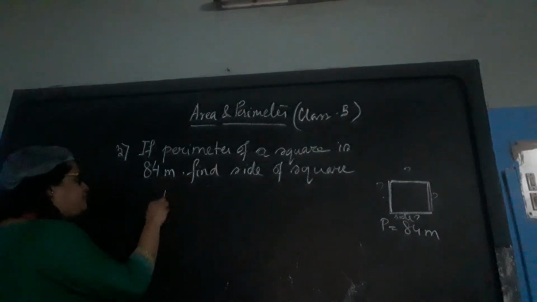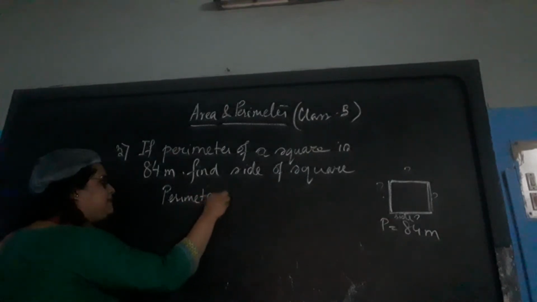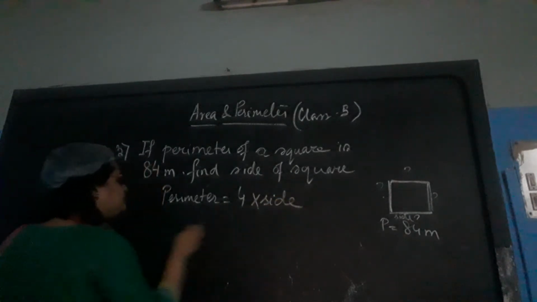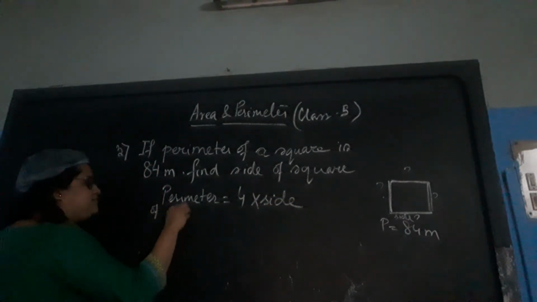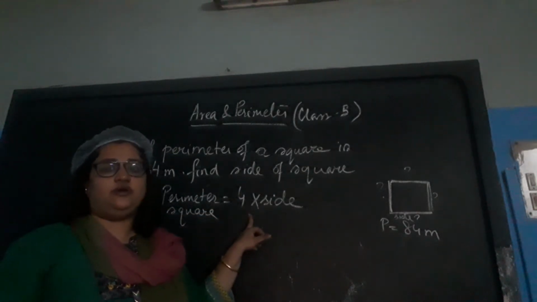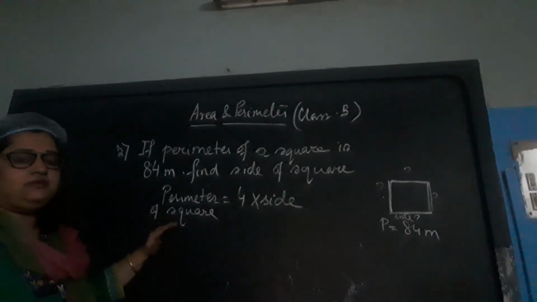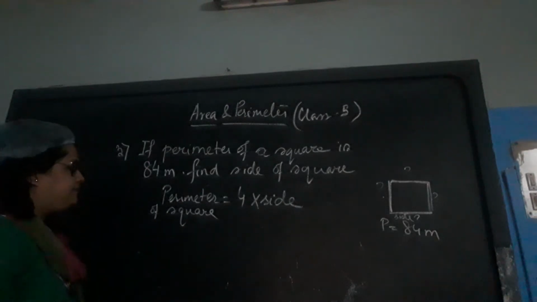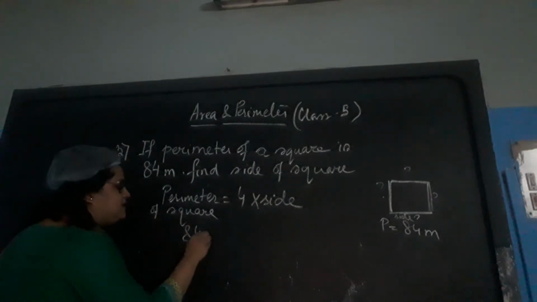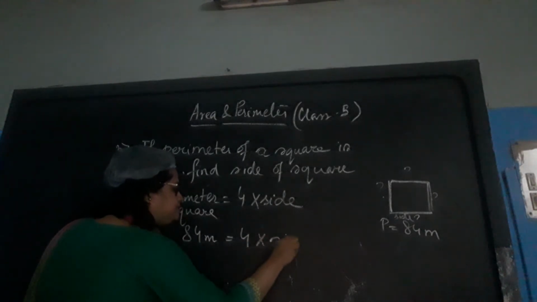So we will begin with the formula. Perimeter of a square equals 4 into side. Now why am I writing perimeter of a square? Because perimeter's formula is not the same for a square and a rectangle. In case of rectangle, the formula will change. So always write this: perimeter of a square equals 4 into side. Now what is known? Just write it down. Perimeter, it is given in the question, 84 meters equals 4 into side.